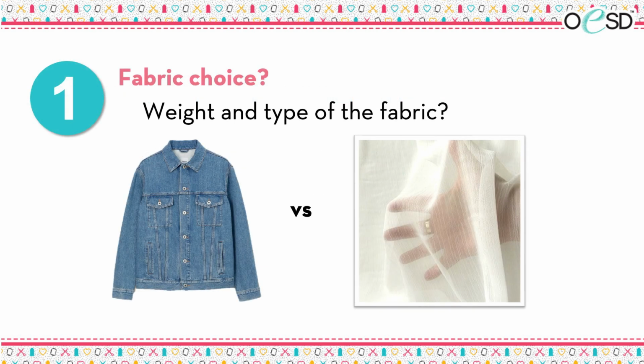Question number 1. What the heck are you embroidering on? Right? There's a big difference between, for example, a denim jacket and a bridal veil or a piece of organza. You put stitches on either of those things, they're going to behave very differently. So the first thing you're asking yourself is, what am I embroidering on?